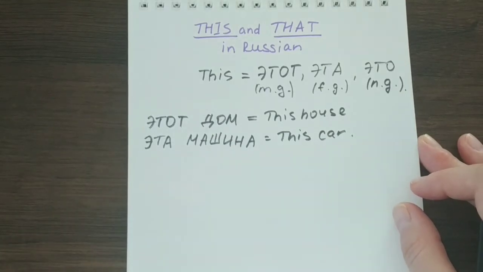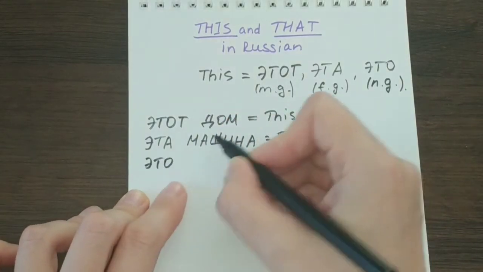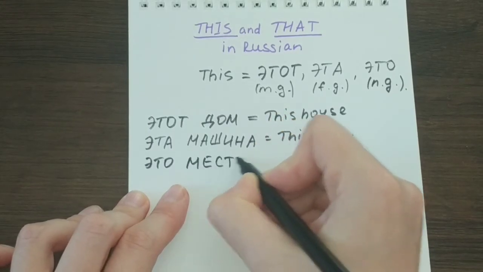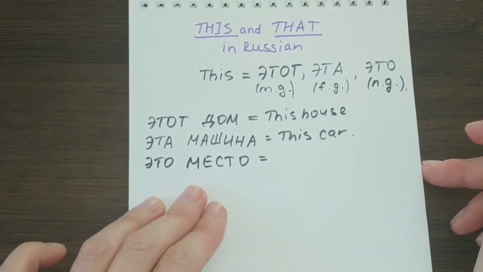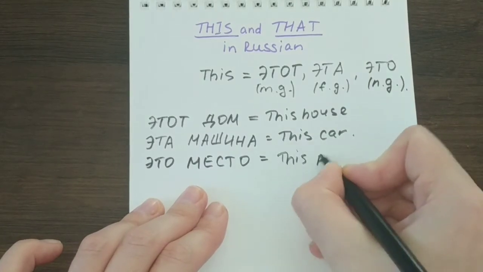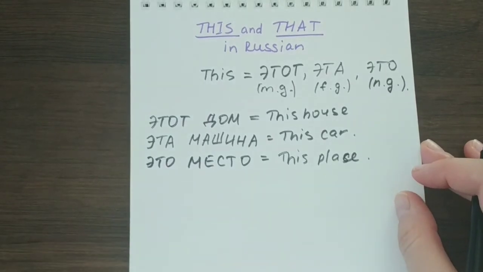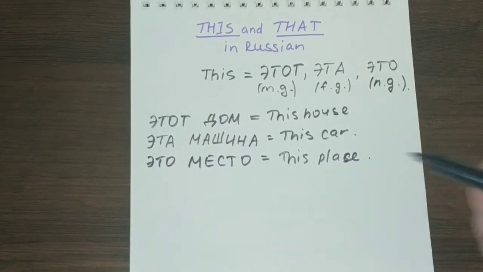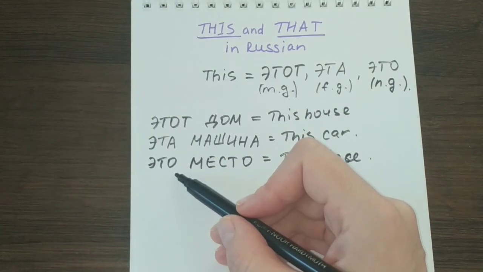And the last, third example, это, neuter gender. We're using it with the nouns of a neuter gender. And let's take this example, which is место. Это место. Место translates as place. So we have this place, это место. And it is very important for you to pay attention especially to this pronoun это, which changes according to the gender.